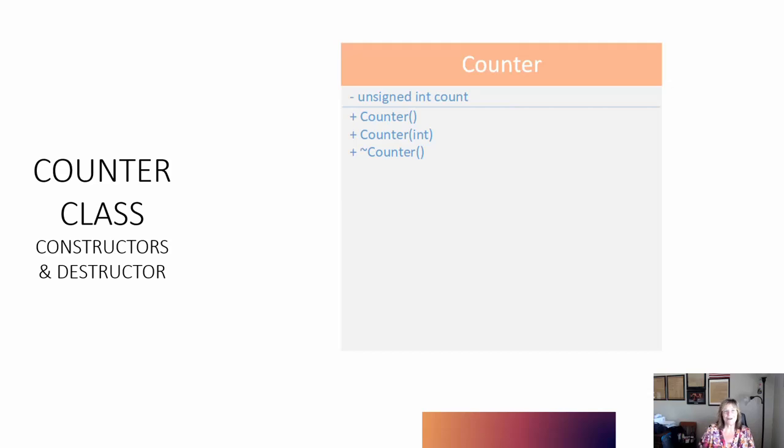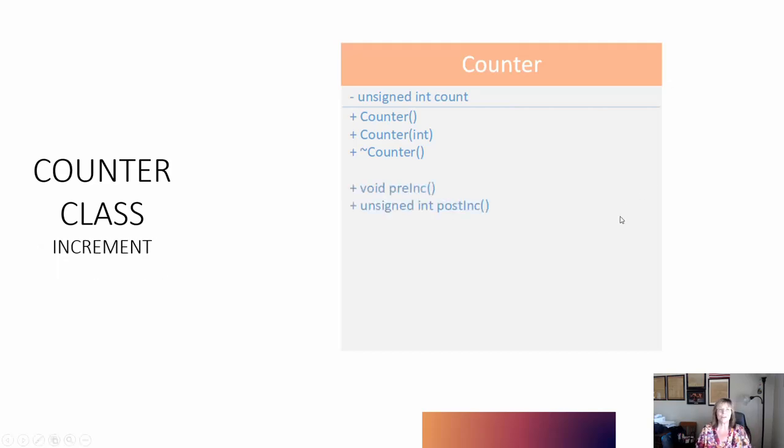So how about if we try it again? This time we're going to create a counter class, and all it's going to have is an unsigned int variable called count. So we have already added a couple of constructors. You can see that the third function in there is a destructor.